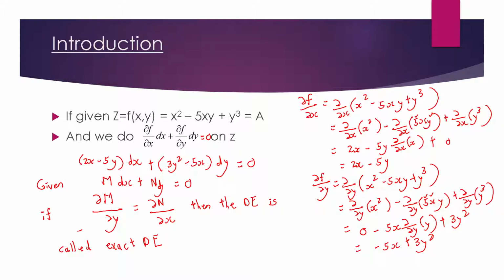So if given the differential equation M dx plus N dy equal to 0, and you find del M del y equal to del N del x, then this differential equation is called an exact differential equation. And if this is an exact differential equation, how are you going to obtain its solution? From this equation here, let's check whether this one is an exact differential equation or not.